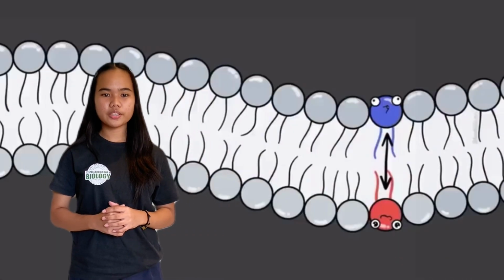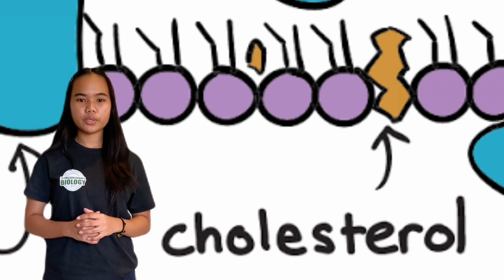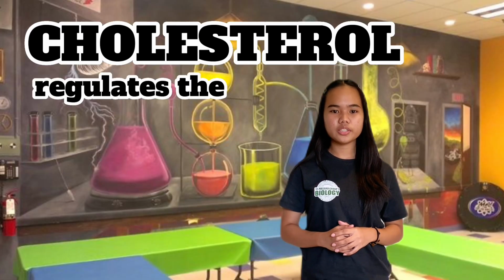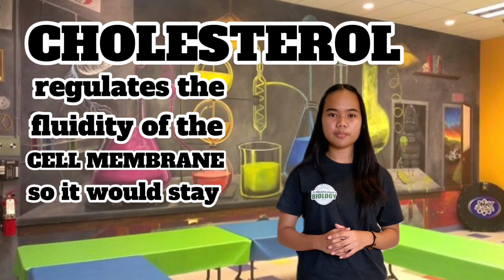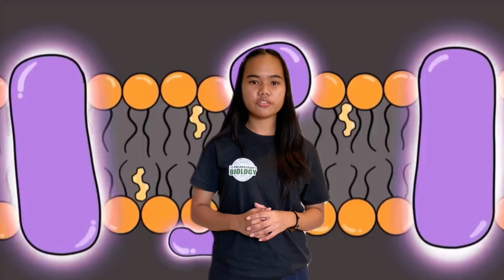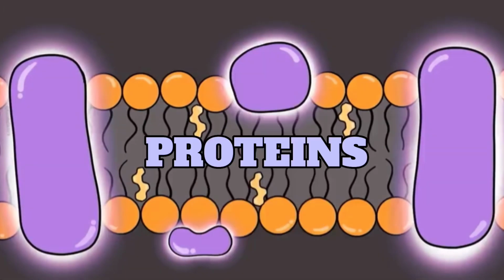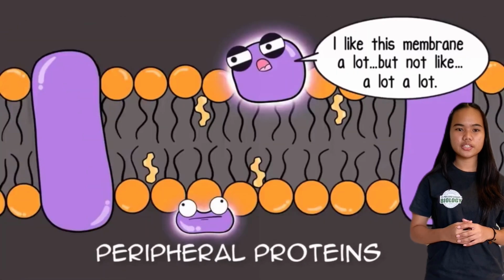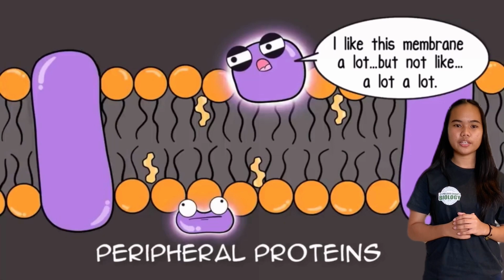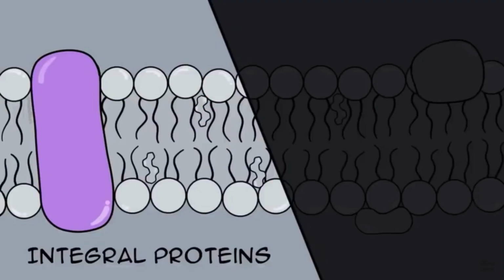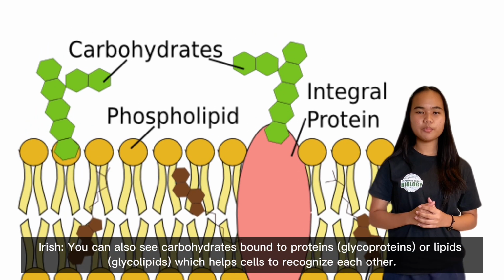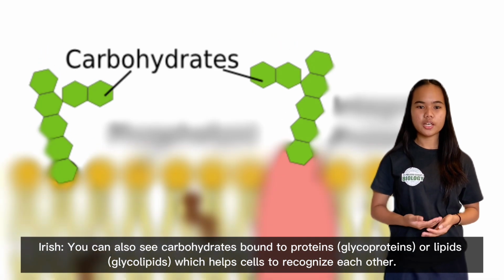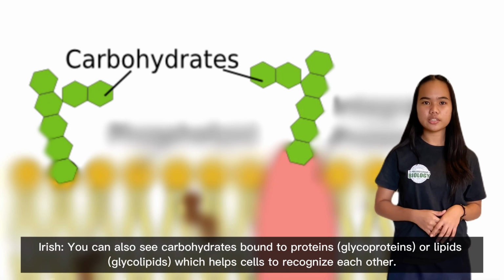In between these bilayers is cholesterol, which is another form of lipid that regulates the fluidity of the cell membrane so it would stay stabilized. Associated with the phospholipid bilayers are the proteins, specifically the integral proteins that are integrated within the lipids and the peripheral proteins which are seen on the surface or interior of the bilayer. These two both help cells to communicate and also assist in the transport of substances. You can also see carbohydrates bound to proteins or lipids, which help cells to recognize each other.